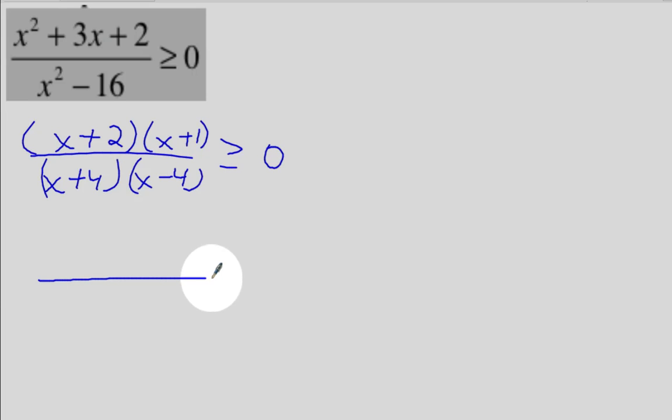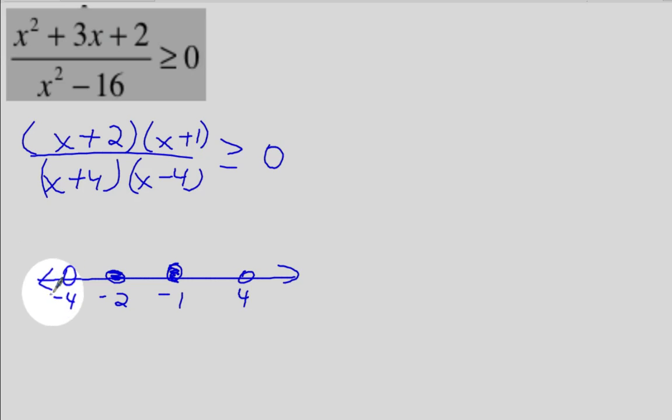Now from there, you can see all the values that make the numerator 0 are minus 2 and minus 1. The denominator 0 are minus 4 and plus 4. All right, so that means that we fill these in because it is less than, greater than or equal to, but we leave these as open circles because you can never divide by 0. Okay? But those are the 1, 2, 3, 4 critical points that we need to check the regions on.